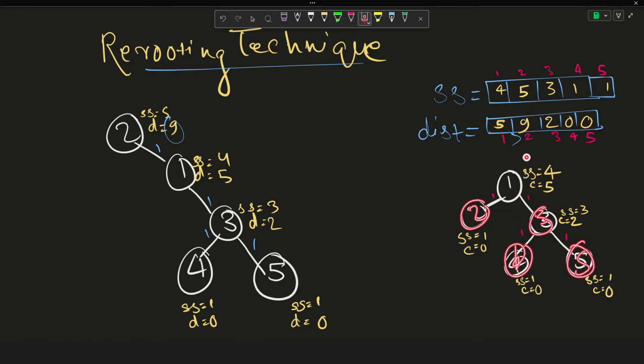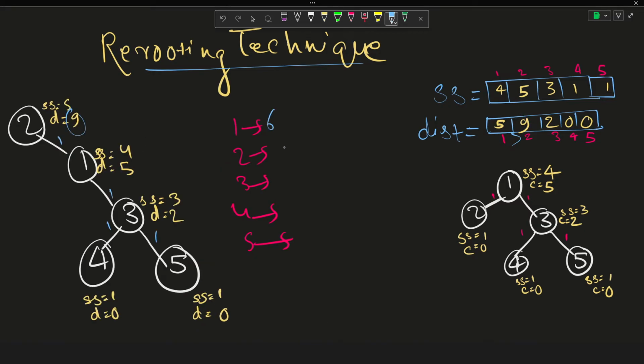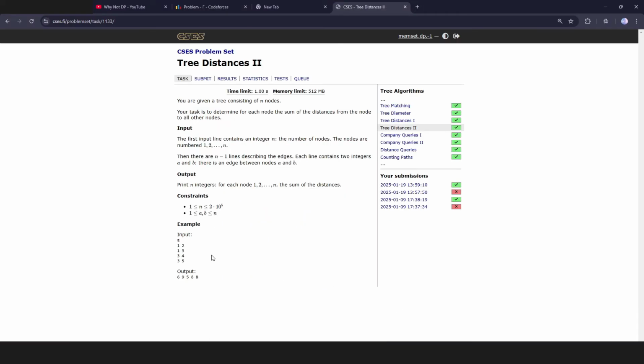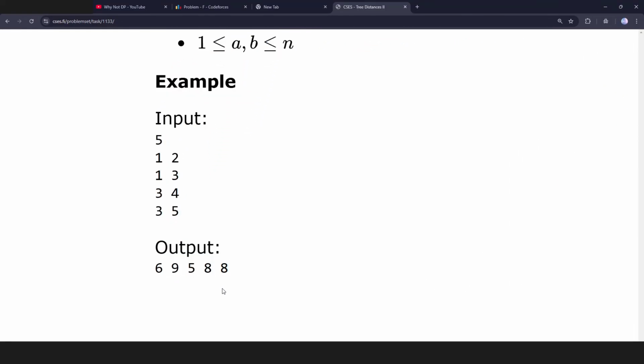And in this way we calculated the current arrays and thereby were able to get the correct value of the distance for each one of them every time. We were getting 6 for 1, for 2 we are getting 9, for 3 we were getting 5, and for 4 and 5 we were getting 8. So 6, 9, 5, 8, 8 is what we wanted, and we have calculated this just by using two DFS calls. And if you see the output for this example in the problem, it is exactly 6 9 5 8 8, as you can see.